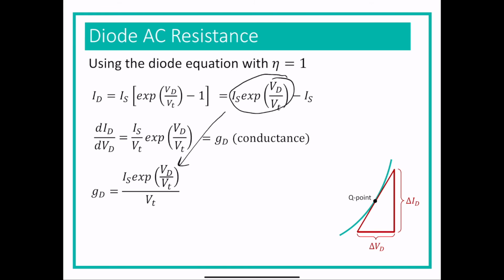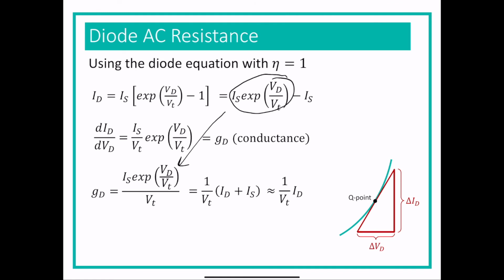So we can substitute ID minus IS for that value. When we do that, we end up getting 1 over VT times ID plus IS, because if we move the IS to the other side, that's what we'll end up getting. Once we do that, we can take IS out because it's so incredibly much smaller than ID. So we get approximately 1 over VT times ID.